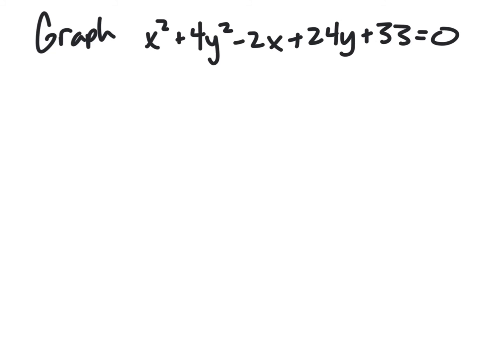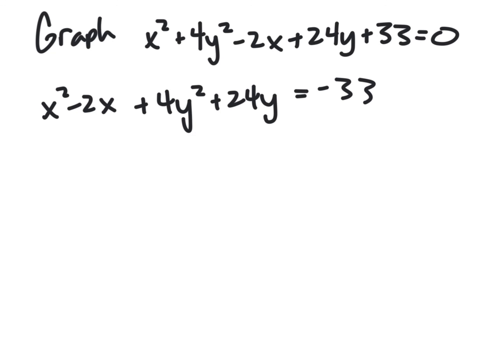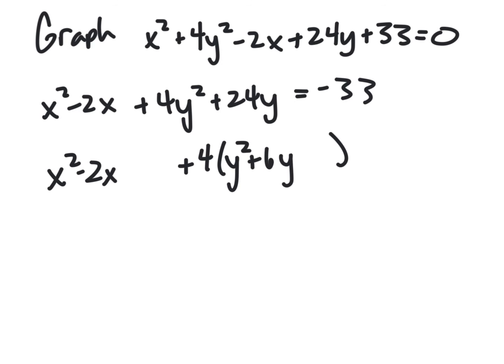Now, to figure out its equation in standard form, I'm just going to have to complete the square for x and y. Start by getting your x's and y's together and your constant on the other side. Next, go ahead and factor this 4 out for these y's and complete the square. So that gives me x² - 2x, I'm going to leave a space for a second, plus 4 times (y² + 6y) equals -33.